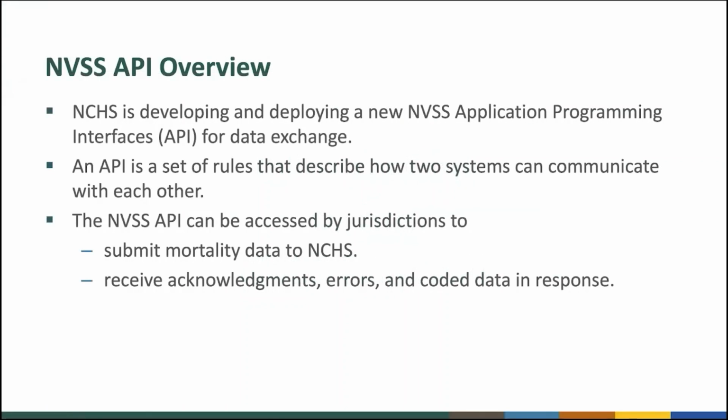Okay, so just quickly, a little bit, starting with an overview and diving down into some more details. As most of you no doubt know, NCHS is developing and deploying a new National Vital Statistics System application programming interface for data exchange. An API is really simply a set of rules that describe how two systems can communicate with each other. And we'll get into some details on how that's expected to work for this particular API.